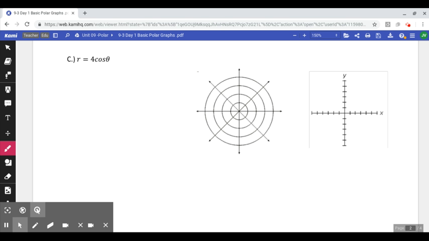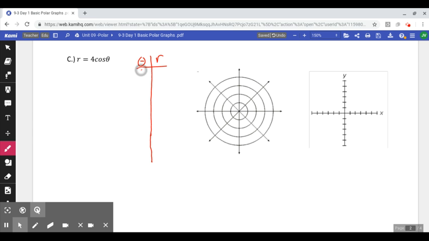We're going to be graphing r is equal to 4 cosine theta in this example. To do that, one of the ways that we can work with it by hand is to just make a table of values. This one's going to be a little more involved than the previous two, but we'll still be able to figure this out.